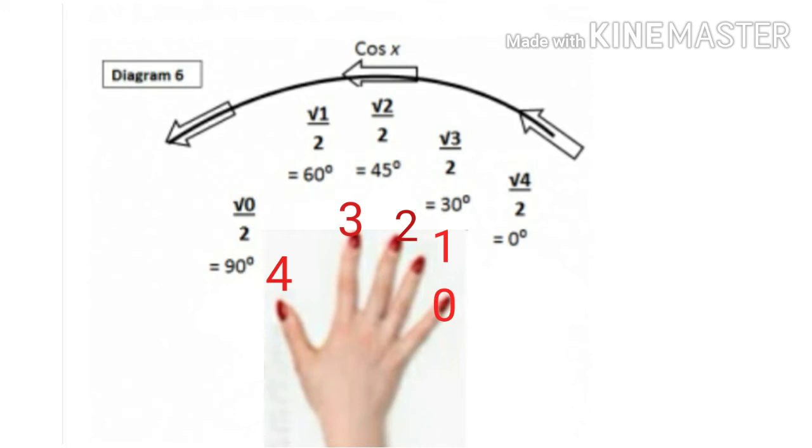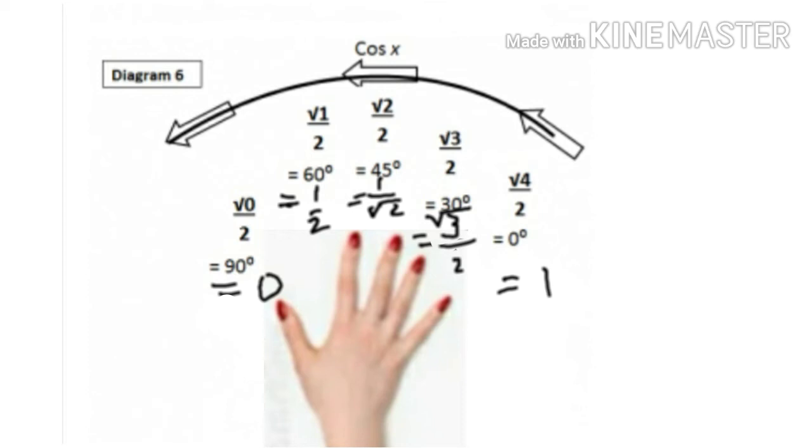So you got cos theta: cos 0 degree equal to 1, cos 30 degree root 3 by 2, cos 45 degree 1 by root 2, cos 60 degree 1 by 2 and cos 90 degree 0.